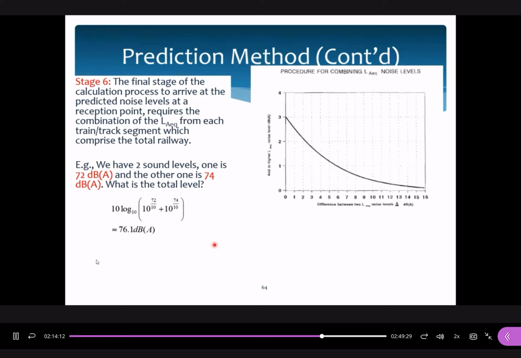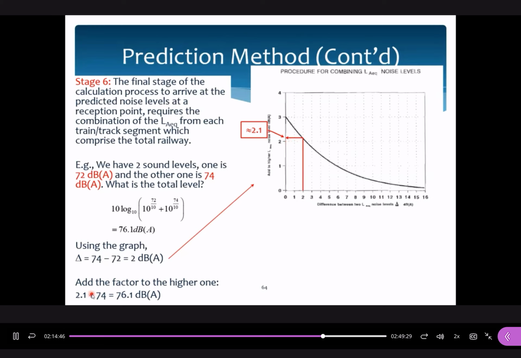Okay, now how to make use of these figures? Take this as an example: 74, 72 dBA. We have two values. The first step is to find out the difference between them. The difference is 2 dBA, correct? 74 minus 72. When the difference is 2 dBA, the correction factor here is about 2.1 dBA. Please just add this correction factor to the highest value. 2.1 plus 74 is 76.1 dBA. This value is exactly equal to this one. You do not need to do any calculations. You can directly read the figures to find out the overall effects.